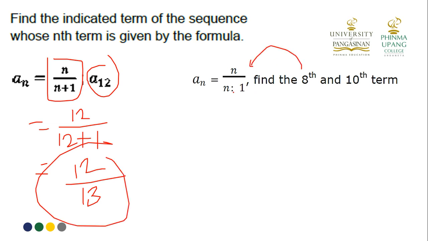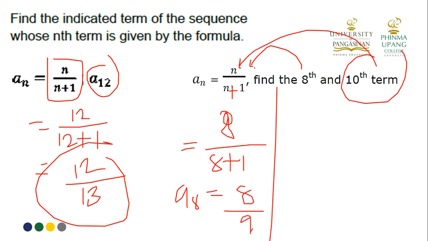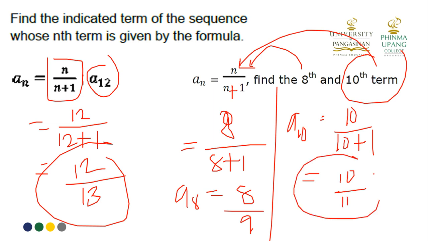Ito naman daw is, gawin natin plus ito. So, n plus 1. Yung pang 8 at yung pang 10. So, this is 8 all over 8 plus 1. So, yung pang 8, guys, is 8 all over 9. Next, yung pang 10 naman using this equation, yung a sub 10 natin is 10 all over 10 plus 1, is equivalent to 10 all over 11.